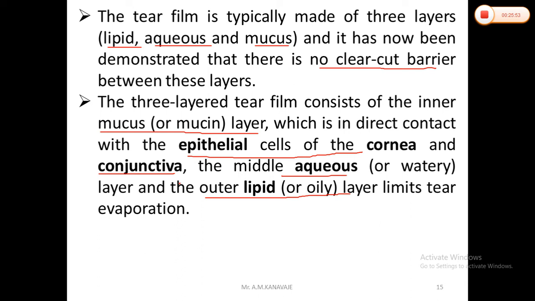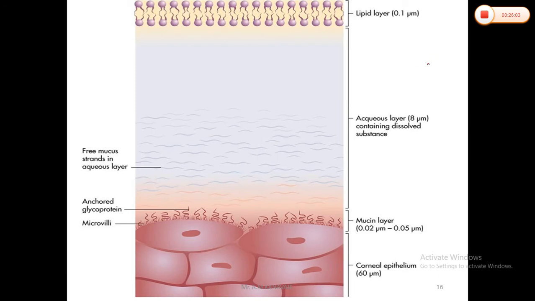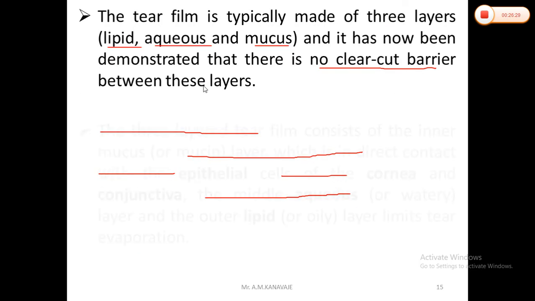So we can say there are specific layers that come directly in contact with the tear film. Here we can see the examples. This is our lipid layer. This is our aqueous layer, which contains dissolved substances and is about 8 micron in size. Then this is the mucin layer, 0.02 micron to 0.5 micron, and then the last one, the corneal epithelium. So these are the three different layers.